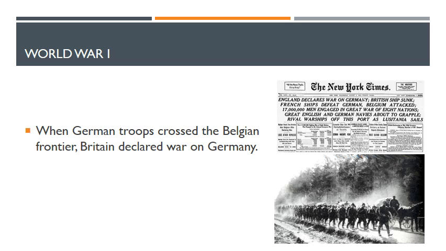What the Germans didn't know about was a secret treaty between Britain and Belgium that guaranteed Belgium's security. So when Germany crossed through neutral Belgium on its way to France, Britain declared war.